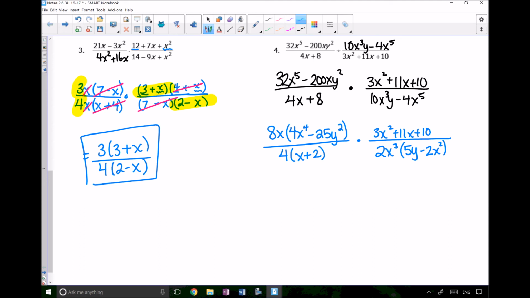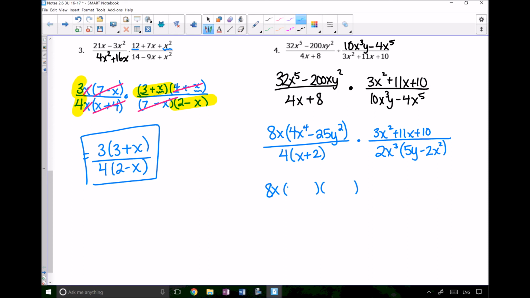Okay, now that I'm done with that, I'm going to see if I have any differences of perfect squares. So this 8x, there's nothing I can do with it, so I'm just going to copy it down. Now looking at what I have in my brackets here, I have a binomial, I have subtraction, and I have 2 perfect squares. So this is a difference of perfect squares.